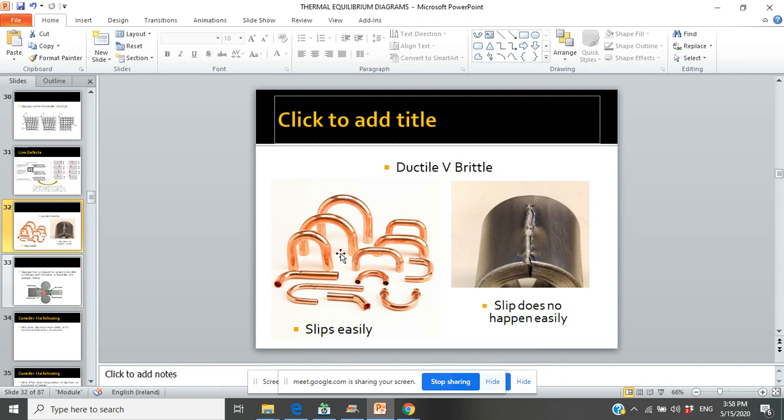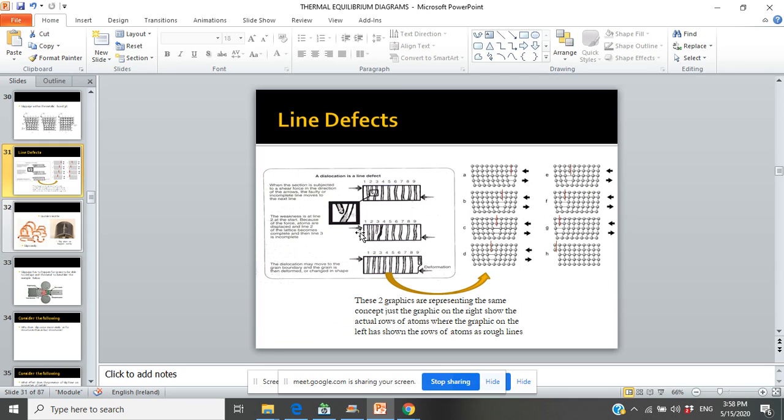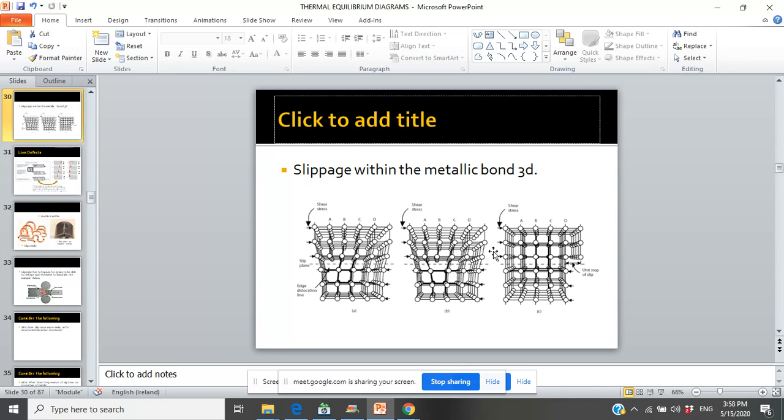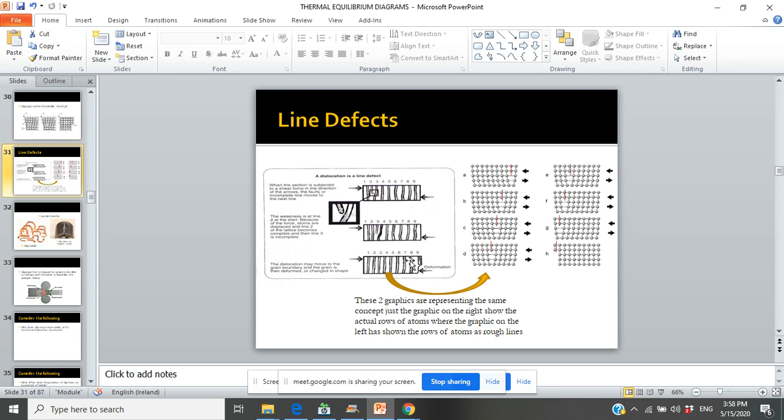An example would be copper and iron. Copper is soft and ductile, it'll bend all day for you. You try to bend iron too much, or brass, and it'll snap because slippage is much more difficult to happen. And here's just another depiction of that exact thing, where you have your lines of atoms and then they slip across each other. This is the other graphic that they used. So that's slippage covered. Hopefully it's clear in everyone's head.